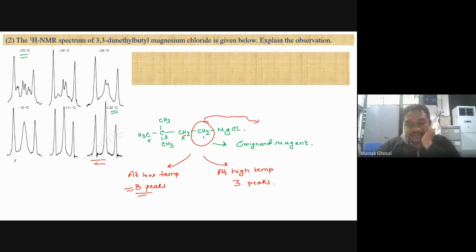See, this hydrogen, this one, has 2 equivalent hydrogens here. So this will give me 2 plus 1, 3 signal. This is a triplet. Triplet kind of thing you will see. But at low temperature, what will actually happen? Why is it not giving the triplet? No idea, sir.